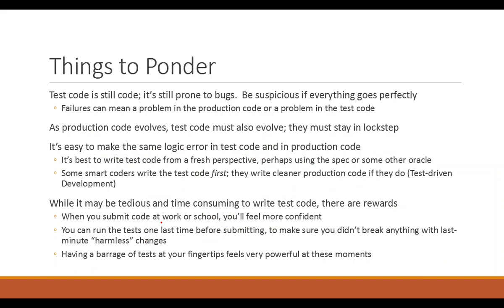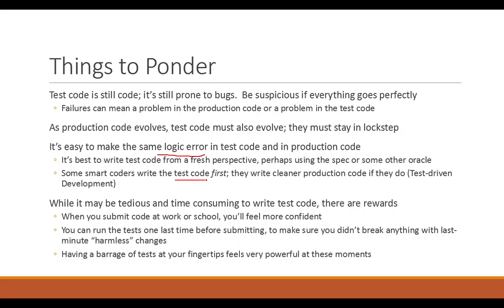Also, remember that it's very easy to make the same logic error in your test code and your production code. It's best if your test code can verify what the results are supposed to be from some independent source. Maybe the spec tells you that. Maybe you can find some other oracle that will tell you what the results should be in a particular case. Because if you introduce the same bad logic in both files, you're not really going to have that found by the test code.